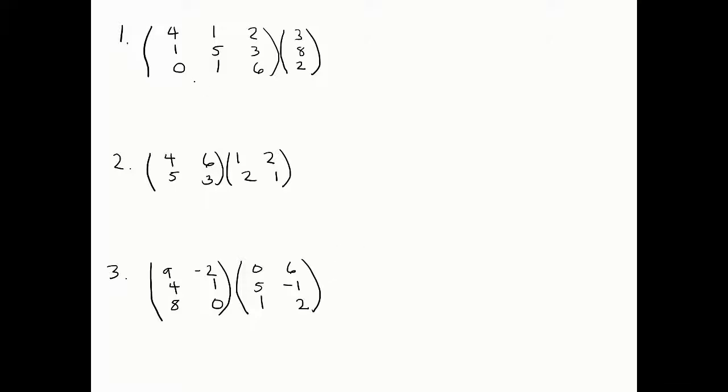Okay, this first one, we have a 3 by 3 and a 3 by 1. So our resulting matrix is going to be a 3 by 1. And it works out because this 3 equals this 3. So we get 4 times 3 is 12, plus 1 times 8 is 8, plus 2 times 2 is 4. We get 3 times 1 is 3, plus 5 times 8 is 40, plus 3 times 2 is 6. We get 0 times 3 is 0, plus 1 times 8 is 8, plus 6 times 2 is 12.